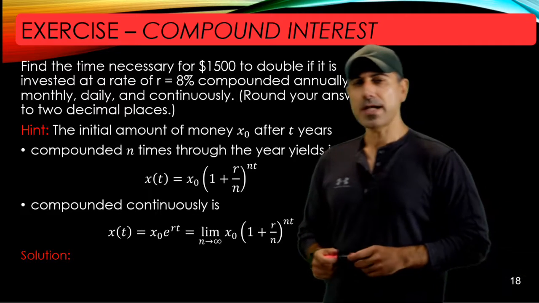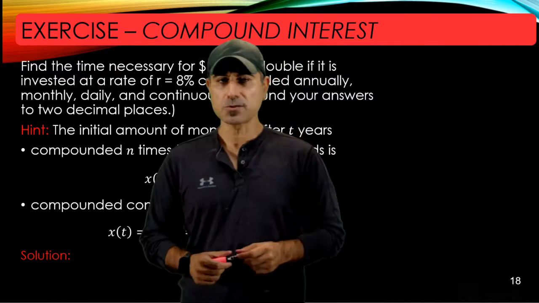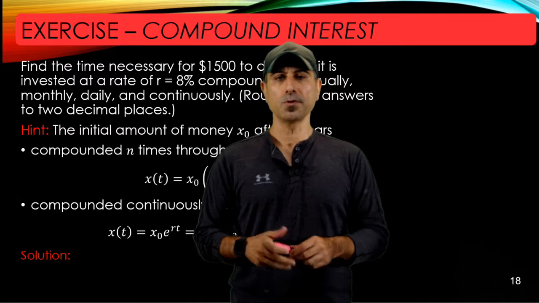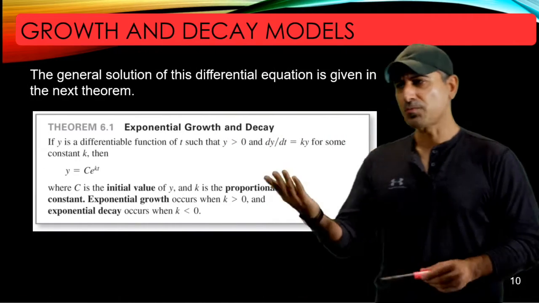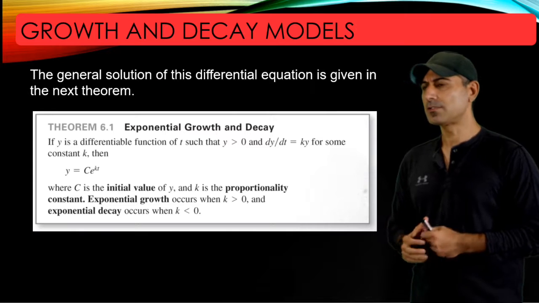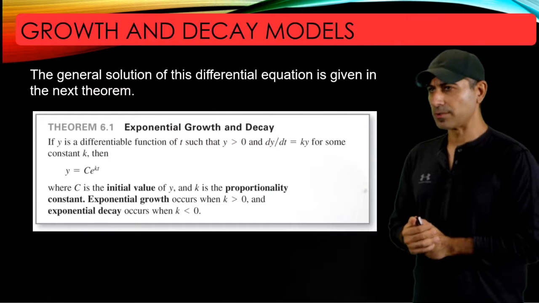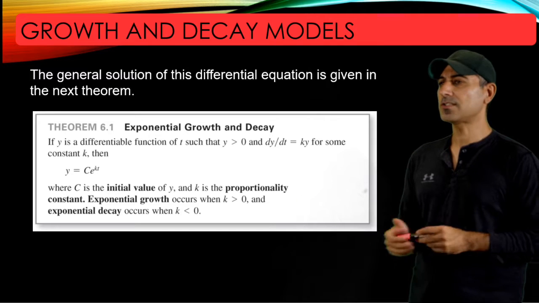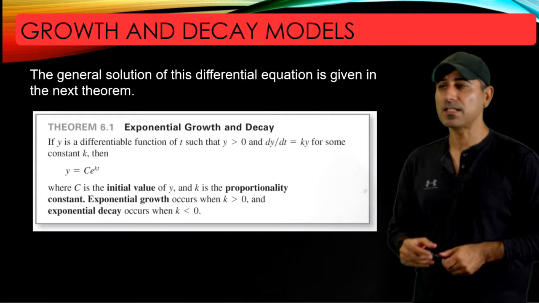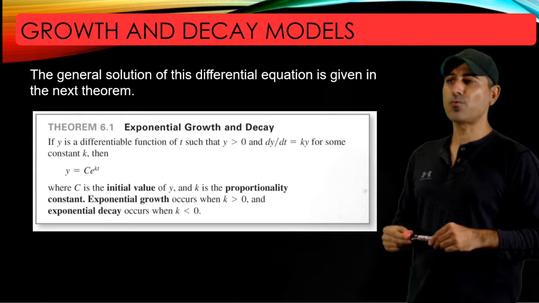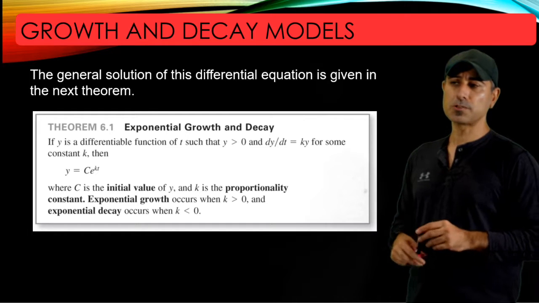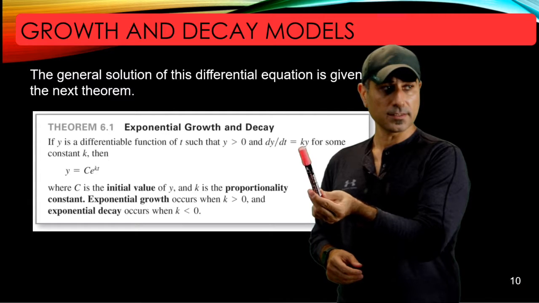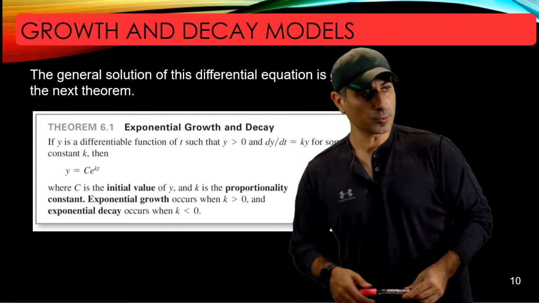I just want to remind you at this moment that we have certain differential equations giving solutions in the form of exponentials. Here I just want to bring this slide back for you to remember exponential growth and decay problems. If you have a differentiable function of t such that y is strictly positive, but the rate of change of y in time is proportional to y itself, and the k here is the proportionality constant, so because y and dy over dt are proportional.